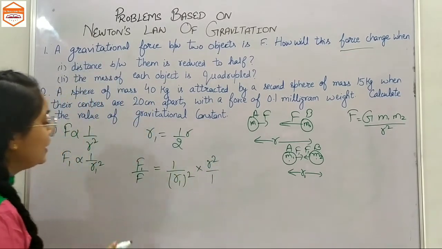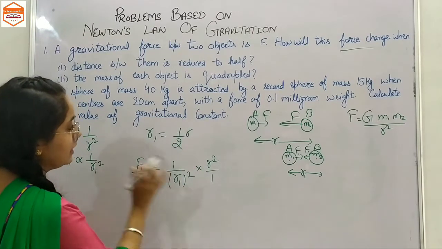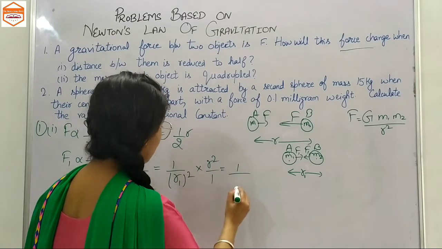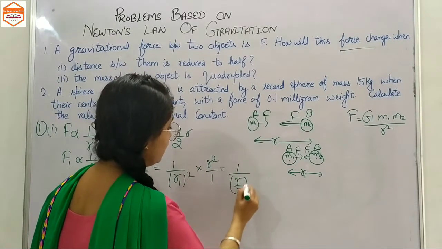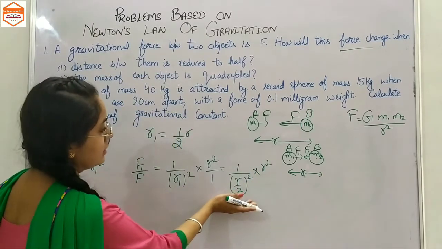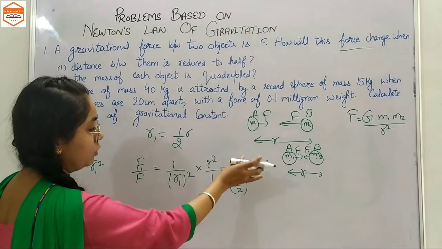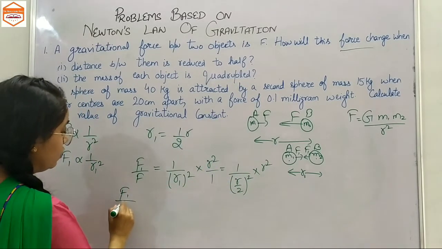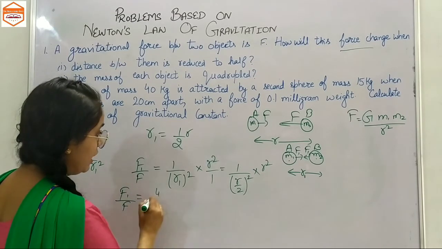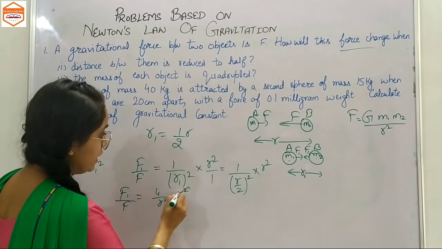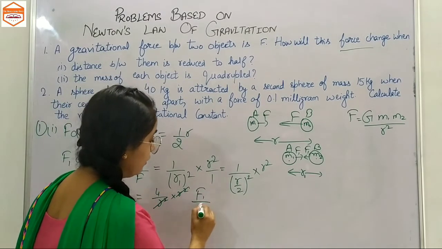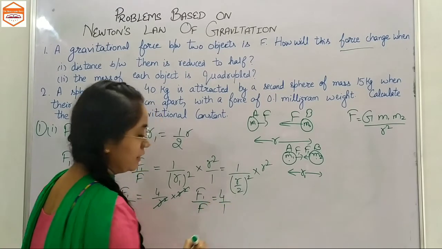Now we're going to put this relation here. That means we're going to put the value here. That would be 1 over R over 2 squared, and here would be R squared. Now this 2 would go on the numerator side, F1 over F would be equal to 2 squared, that means 4 R squared over R squared. These two R squared would be cancelled. We would be left with F1 over F equals 4 over 1.